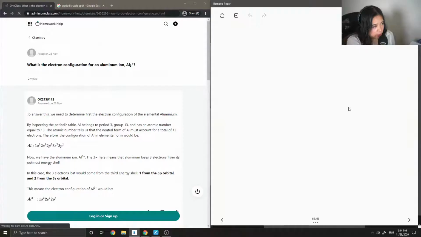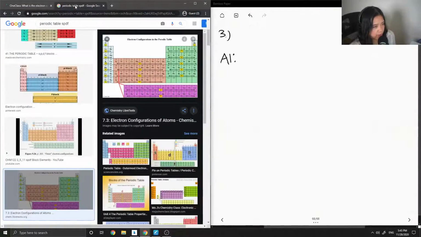Okay, so on to question three is another electron configuration question. What is the electron configuration for an aluminum ion, aluminum 3+? So whenever I have electron configurations that require an ion, I like to first write down the electron configuration of the atom, of the neutral atom. So in the case of aluminum, let's start from hydrogen and then go across to get its electron configuration.